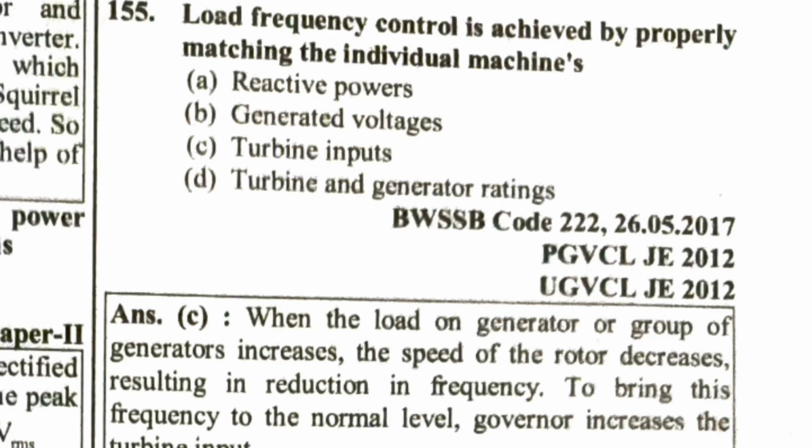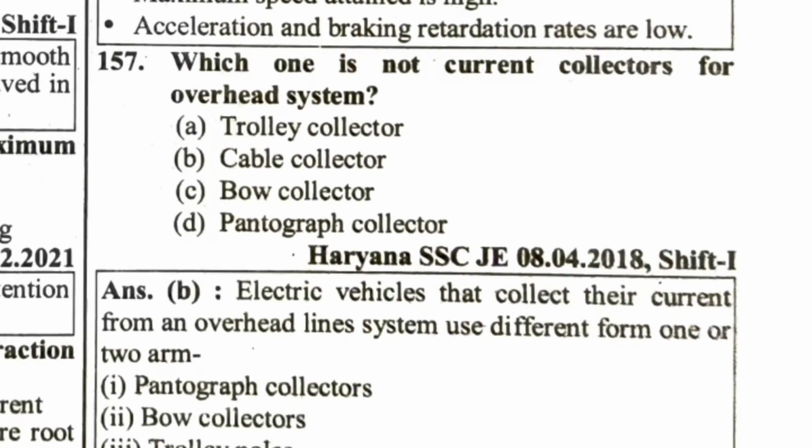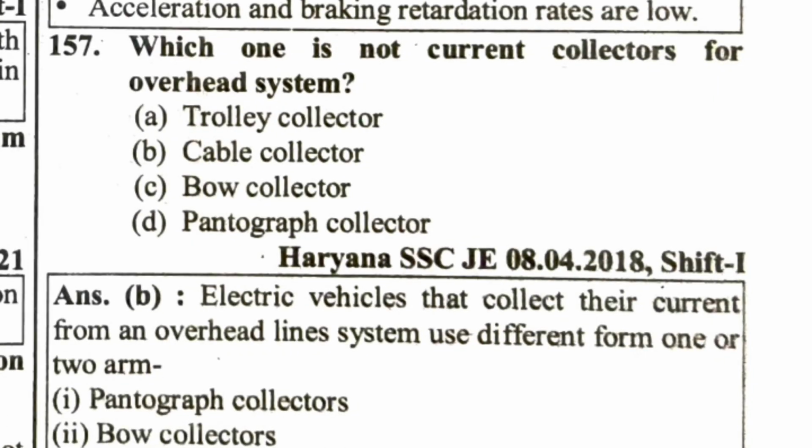Load frequency control is achieved by properly matching the individual machines' turbine input. In mainline service as compared to urban and suburban railway services, distance between stops is more, maximum speed attained is high, acceleration and braking retardation rates are low. Which one is not a current collector for overhead system? Cable collector.